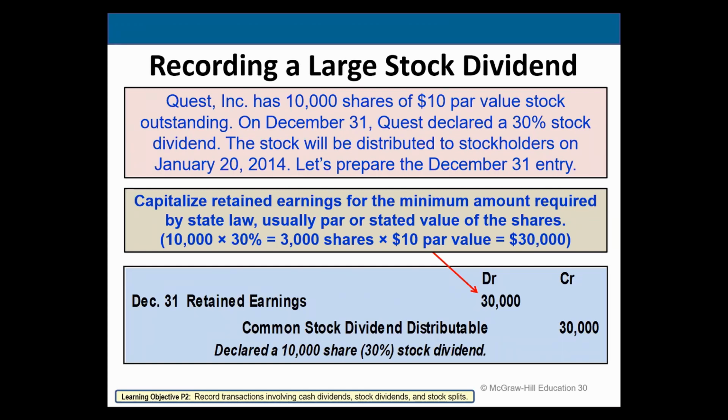This transaction decreases retained earnings and increases attributed capital by $30,000. On the date of payment, the company debits common stock dividend distributable and then would credit the common stock for $30,000. The effects from a large stock dividend on the balance sheet account are similar to those of a small stock dividend, except for the absence of any effect of paid-in capital in excess of par.